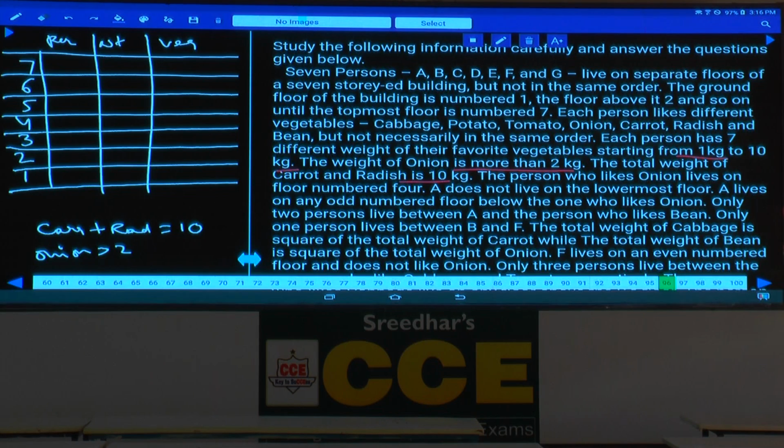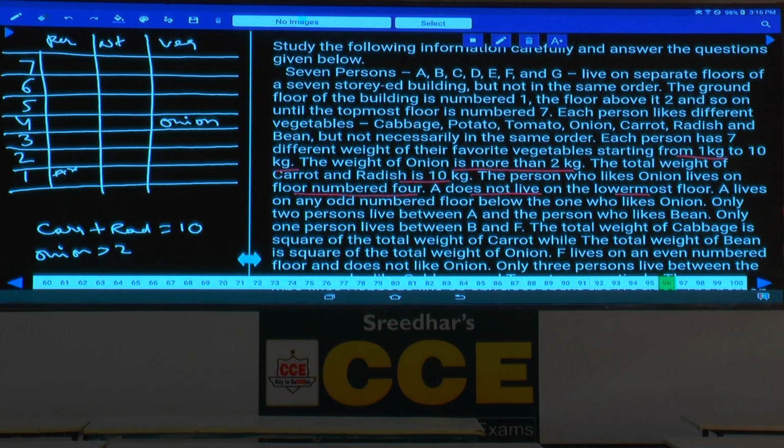The person who likes onion lives on floor number 4. The vegetable is clearly given, and this person is living on floor number 4. A does not live on the lowermost floor. A is not living on the ground floor.